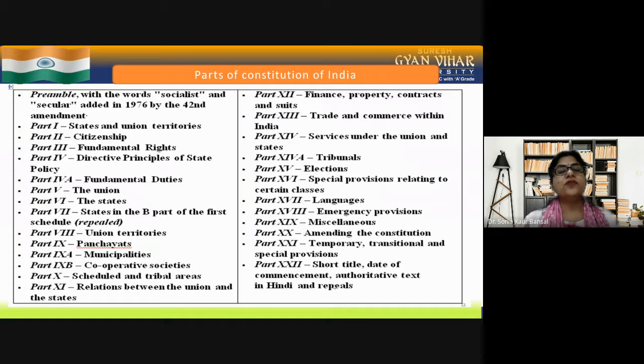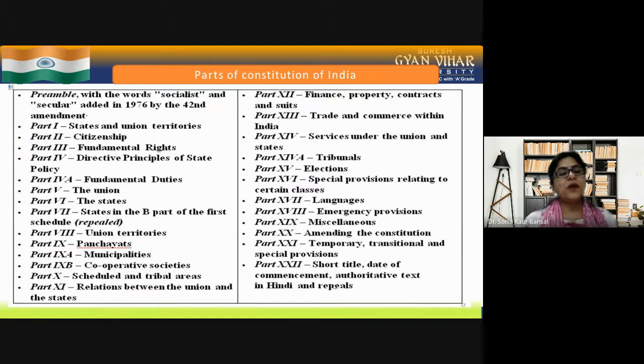So, parts of the Constitution of India. These are some parts in front of you. Just understand in a nutshell that there are many parts, 22 parts here. So what are those 22 parts standing for? Just understand in a very brief way. The preamble, with the words socialist and secular added in 1976 by the 42nd Amendment. That's an important thing to learn.